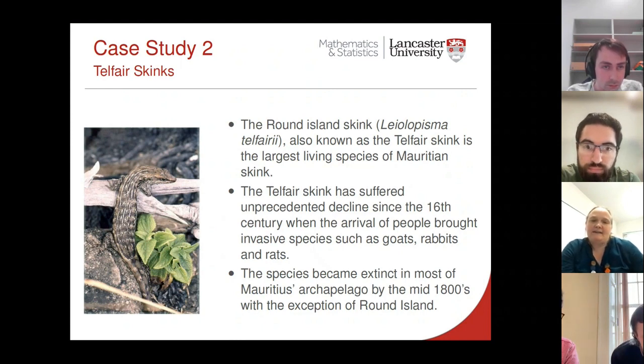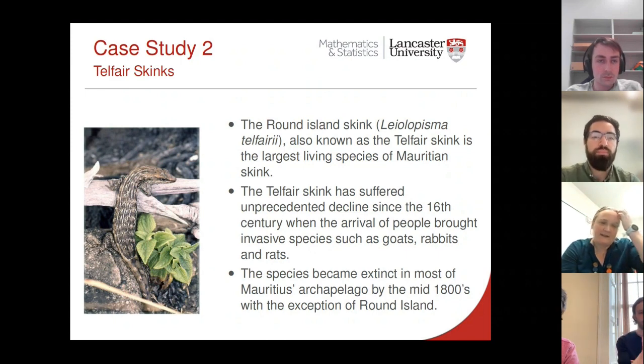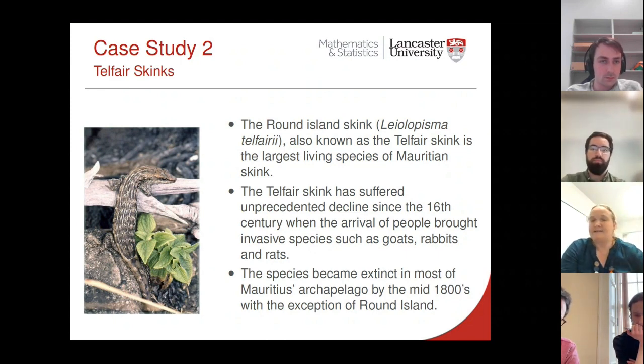Okay, so the second case study also comes from Mauritius. Telfair skinks are one of the largest skinks in Mauritius, so we're going from one extreme to another in terms of sizes. Basically, the Telfair skink went through a period of really rapid decline in the 16th century. It was thought that the decline was due to the arrival of people taking boats over to the islands. A number of invasive species arrived on the island: goats, rabbits, and rats.